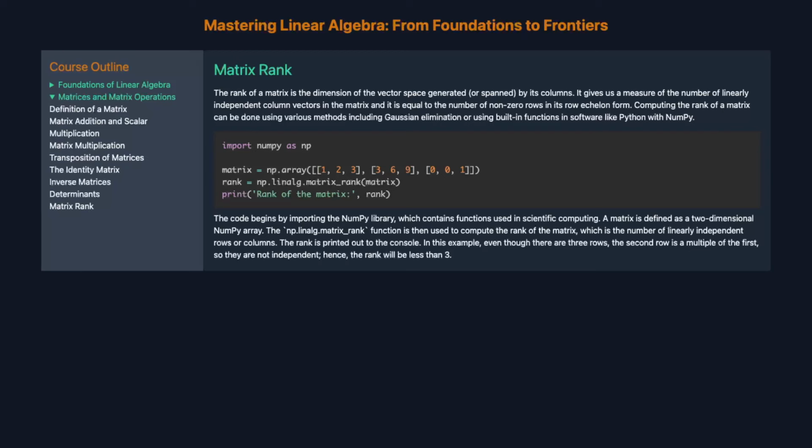The code begins by importing the NumPy library, which contains functions used in scientific computing. A matrix is defined as a two-dimensional NumPy array. The np.linalg.matrix_rank function is then used to compute the rank of the matrix, which is the number of linearly independent rows or columns. The rank is printed out to the console. In this example, even though there are 3 rows, the second row is a multiple of the first, so they are not independent. Hence, the rank will be less than 3.